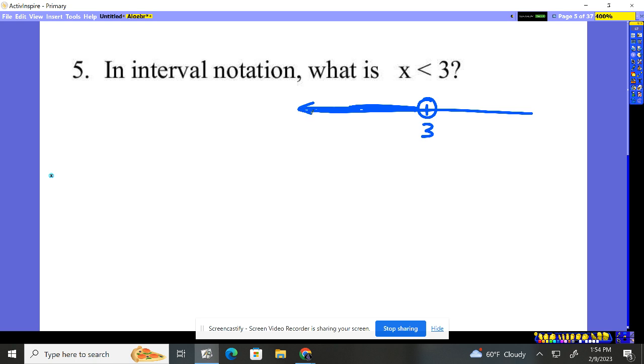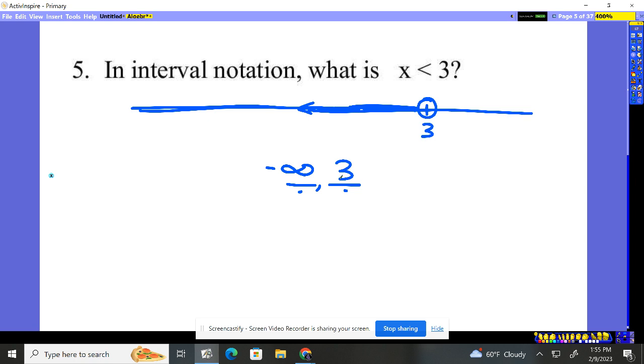So interval notation, you have a number and another number. This is where you start. This is where you end. We always start from left to right. So how far left? What number does this guy start? He's going all the way forever. So he starts at negative infinity. And then he ends at where? 3. So that's the main thing we have.